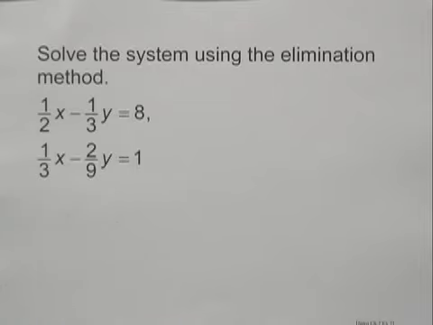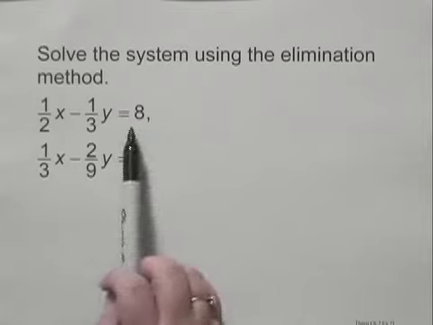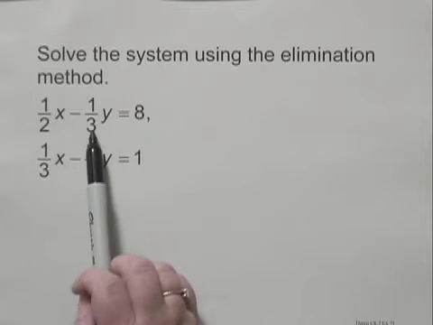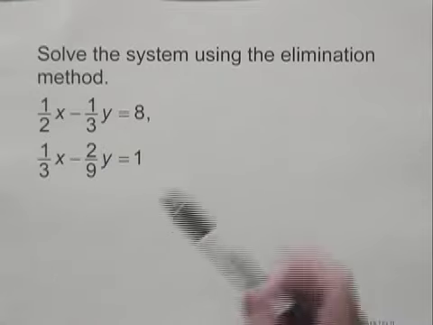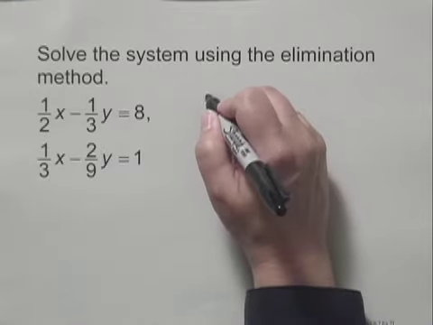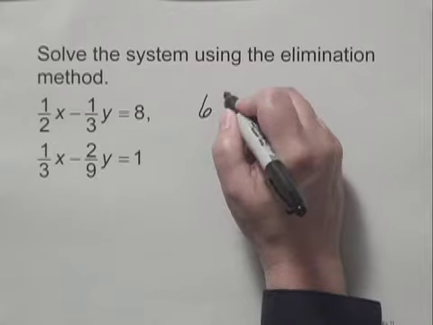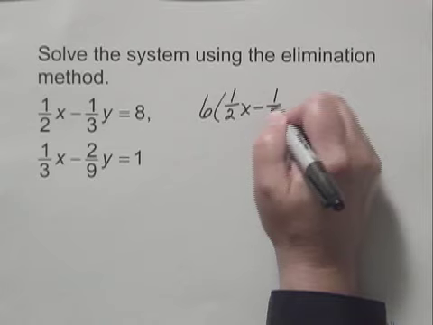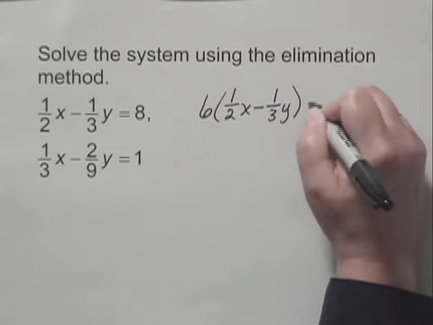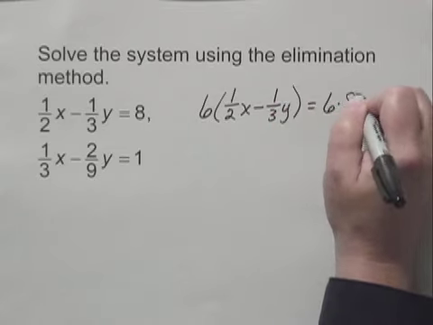clear the fractions first. Looking at the first equation, the denominators are 2 and 3. The least common multiple of 2 and 3 is 6. So I'm going to multiply the first equation on both sides by 6. That's 6 times 1/2 x minus 1/3 y equals 6 times 8.